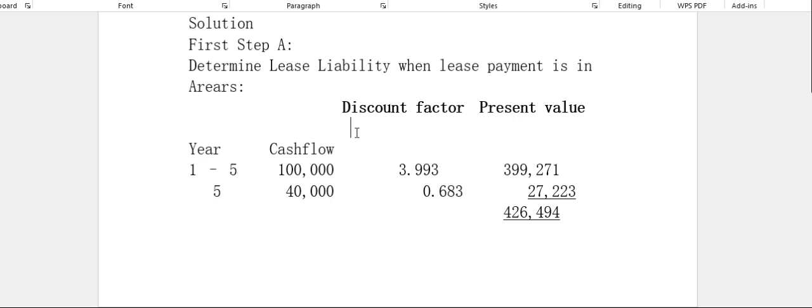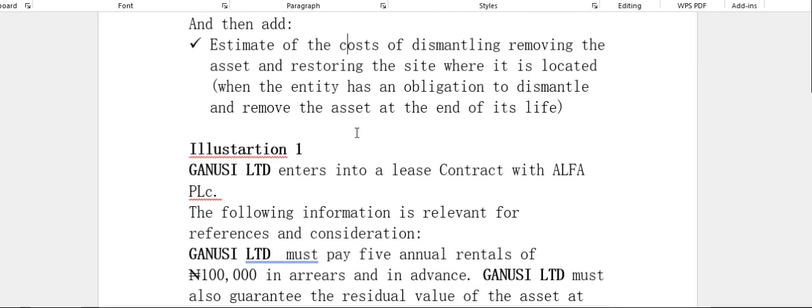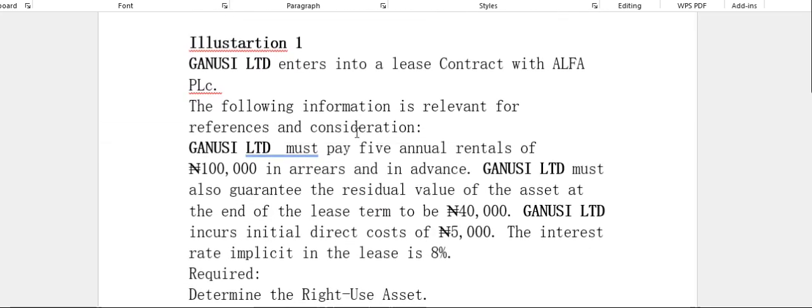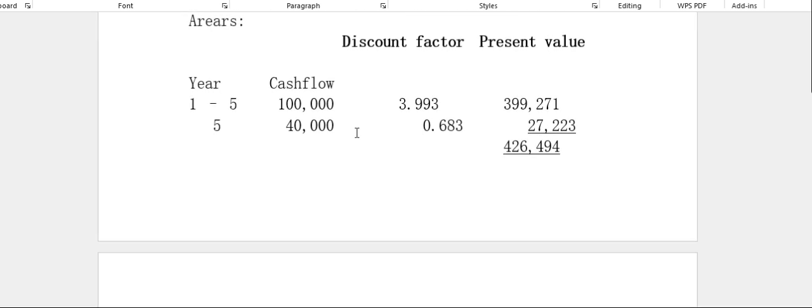For you to determine your right of use asset, it comprises the lease liability, direct cost less incentive, and the cost of dismantling if it is available. In the question we are treating, we do not have future dismantling cost, but rather it has lease payments that were made in arrears and in advance, and then direct costs. I think there were no incentives in this question. We have only the direct cost. So we are determining the lease liability.